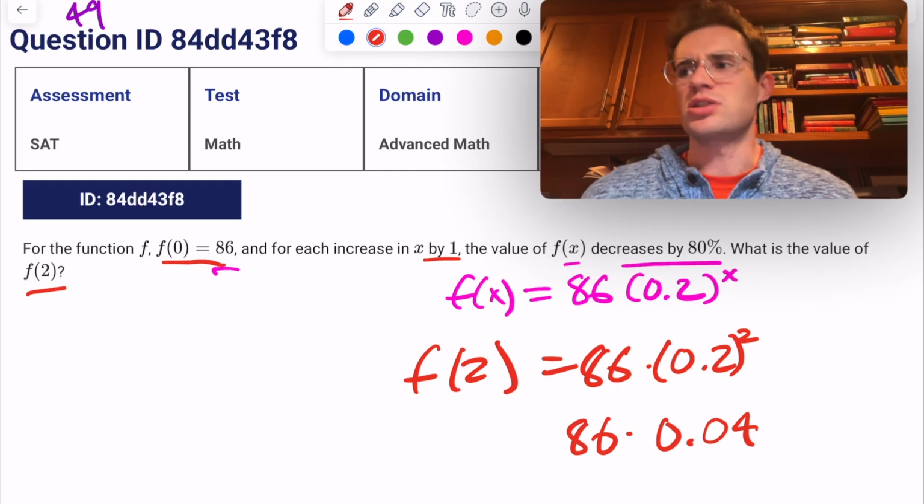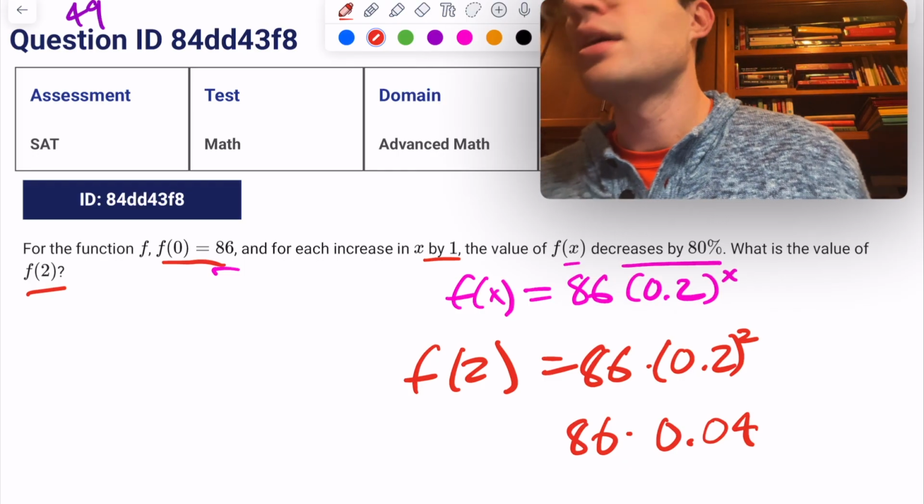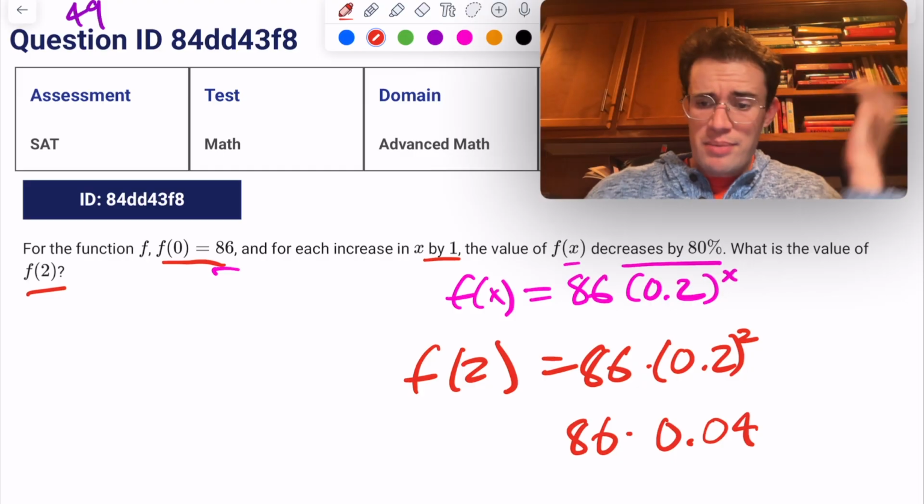I guess this is where you could just use your calculator. Do I not have mine? I think I brought it upstairs.